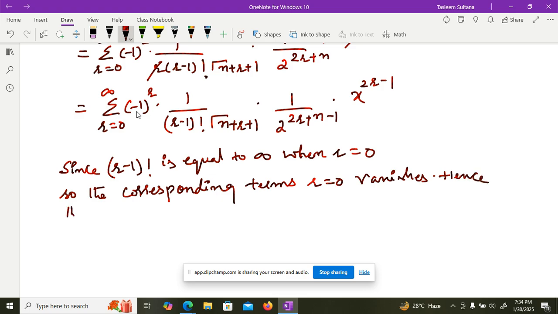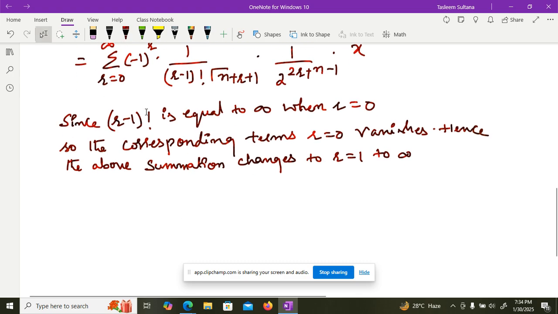Hence the above summation changes to r is equals to 1 to infinity. So what you're going to get here is equals to summation r is equals to 0 to infinity minus 1 to the power of r into 1 divided by, so this we are changing, I have not changed here, it is equals to 1.